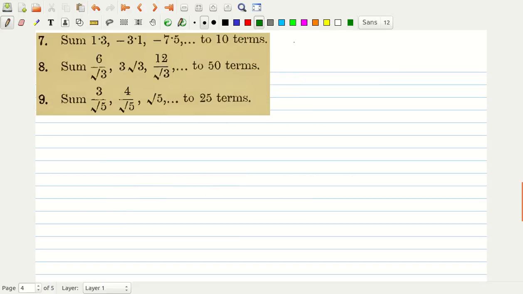Let us look at problem number 7. Problem number 7 is a is equal to 1.3, d is equal to 3.1 minus 1.3.